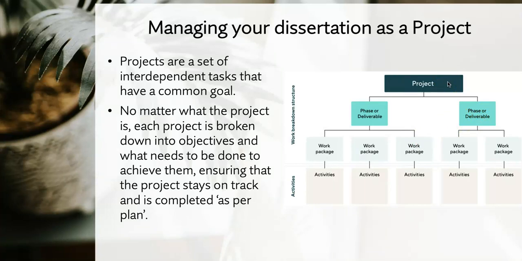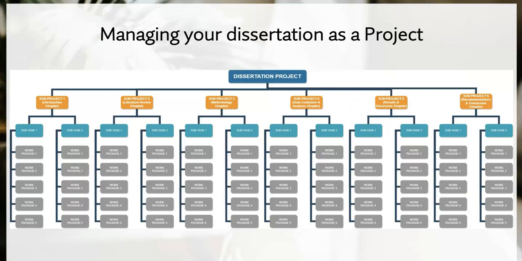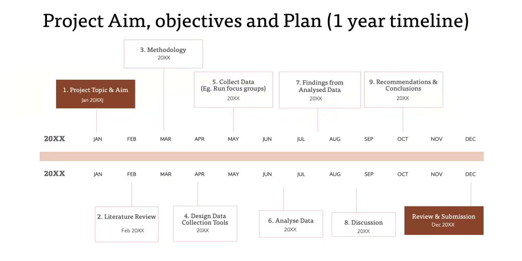So no matter what project it is, they're all broken down into objectives, like I mentioned earlier, which you set. And these objectives will then have measurable deliverables as well. So looking at your dissertation again as an example, you have several sub-projects like your introduction chapter, literature review chapter, methodology chapter, etc. And for each of these, you have subtasks, having different work packages and activities that you then need to complete in order to arrive at your project itself.